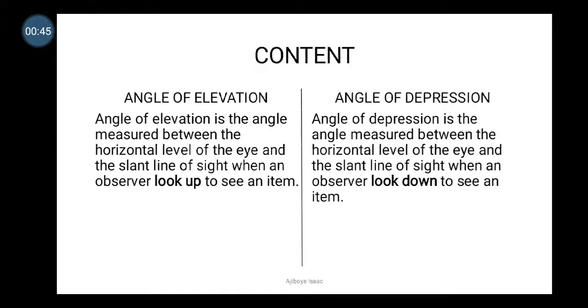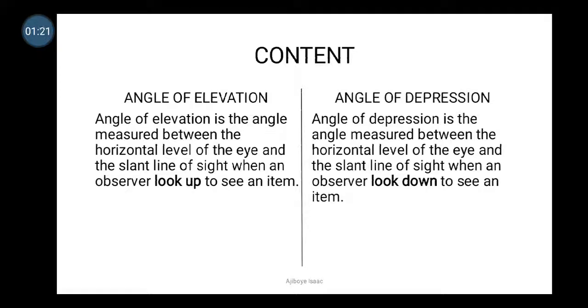Content: angle of elevation. Angle of elevation is the angle measured between the horizontal level of the eye and the slant line of sight when an observer looks up to see an item. On the other hand, angle of depression is the angle measured between the horizontal level of the eye and the slant line of sight when an observer looks down to see an item. So the difference between the two is that one is looking up, the other is looking down. The one looking up is called elevation. The one looking down is called depression.